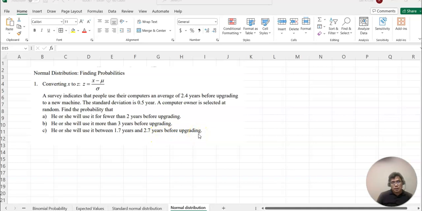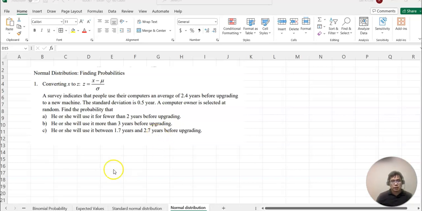If you watched my previous video, you know how to distinguish the area representing the left side, the right side, and between. Fewer means the lower side, so it becomes the left-hand side. More means the right side, and between means there is a lower value and an upper value. So this time we will use the normal value and find its probability.